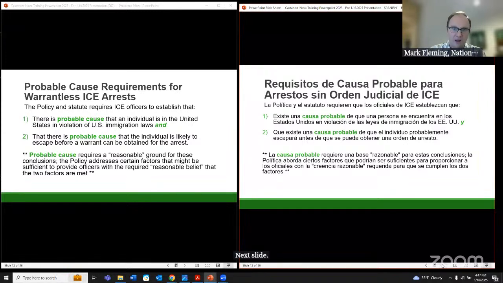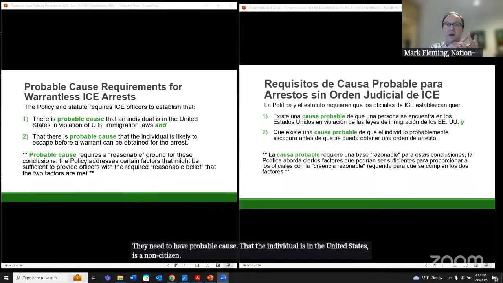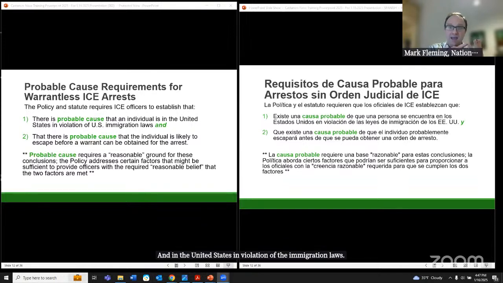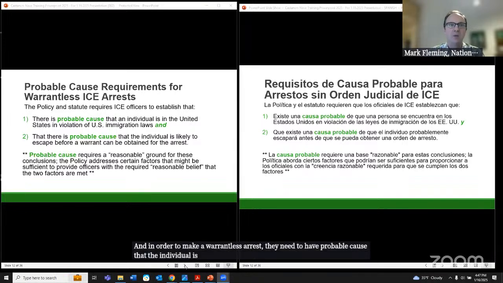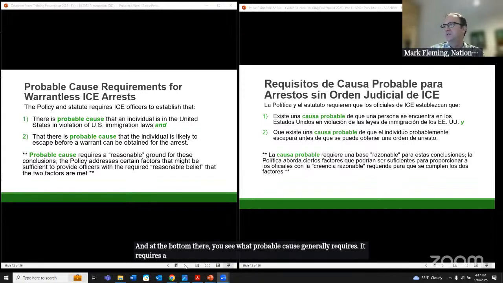So under the policy, and again, under the statute, ICE officers, when making a warrantless arrest, so one without an administrative warrant, they need to have probable cause that the individual is in the United States, is a non-citizen, and in the United States in violation of the immigration laws. And in order to make a warrantless arrest, they need to have probable cause that the individual is likely to escape before a warrant can be obtained. And at the bottom there, you see what probable cause generally requires. It requires reasonable grounds for these conclusions.